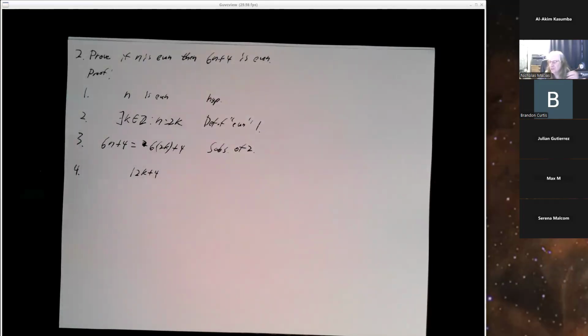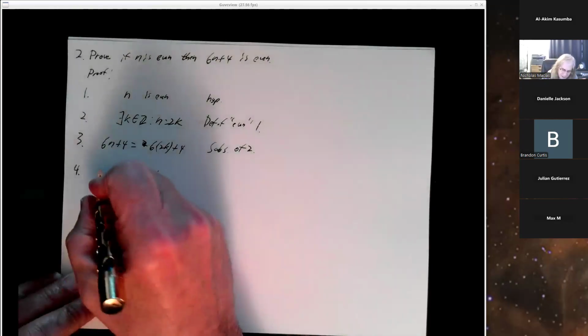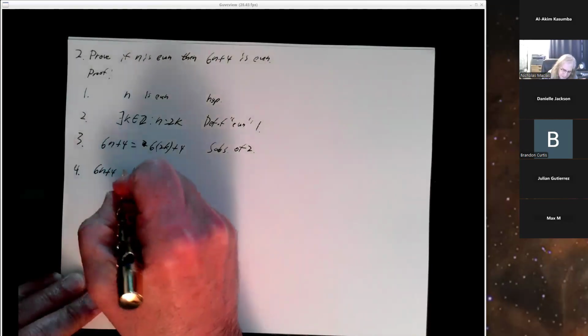There's one big problem with it. It's not a declarative statement, exactly. It's not a proposition. Now, you can make it a proposition pretty easily by saying something like 6n plus 4 equals.